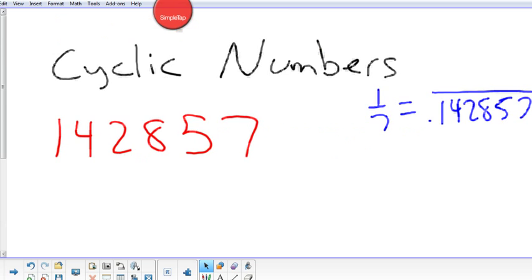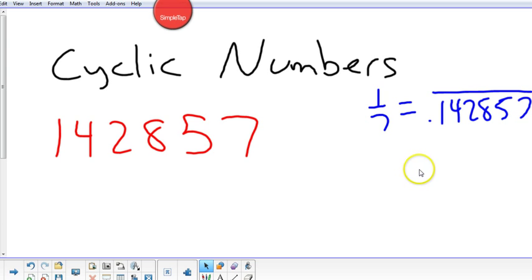Okay, moving along. So a cyclic number, and this is an example of a cyclic number. This would probably be the easiest one that we deal with. 142857. It is the same digits. It's not the same number. It's the same digits that is the equivalent of 1/7. So you look at this decimal, 1/7. You probably know that one. Maybe you do. 1/7 is 0.142857 repeating.